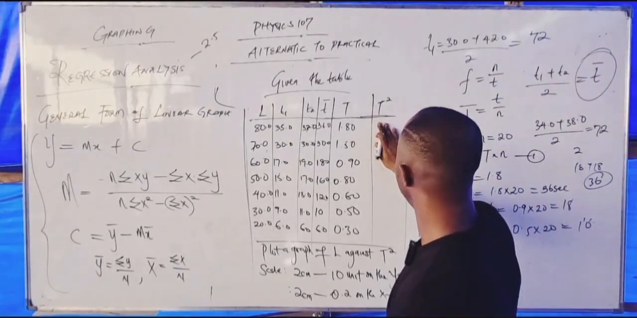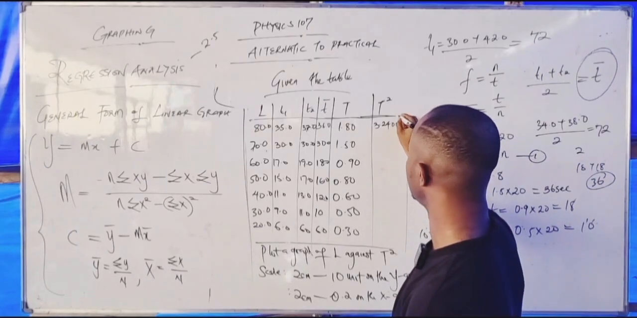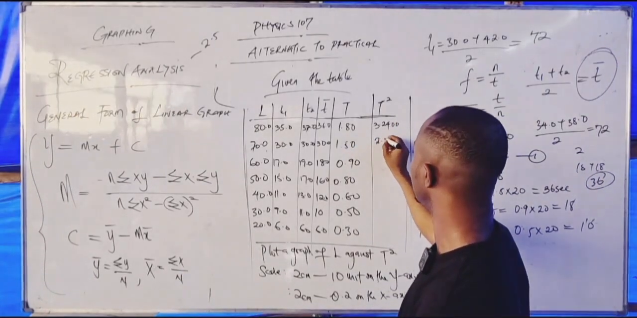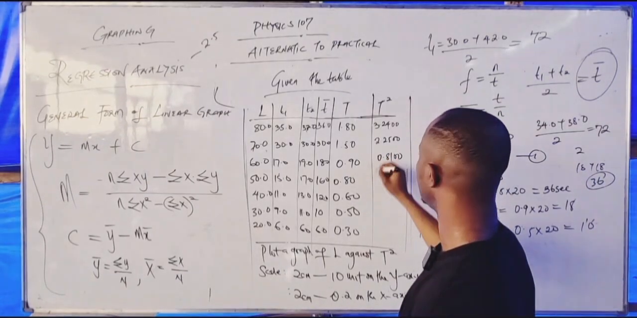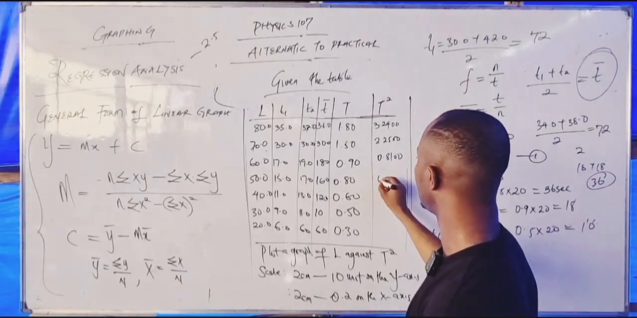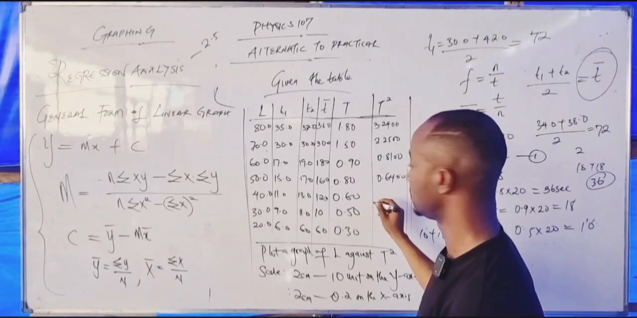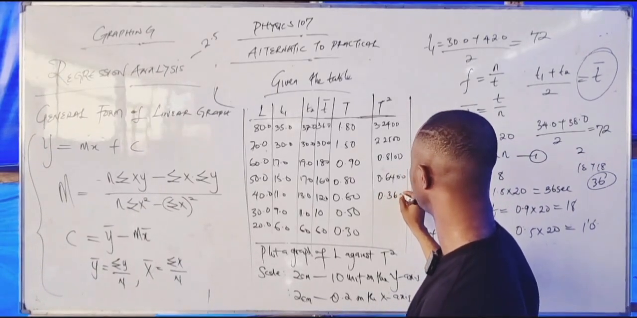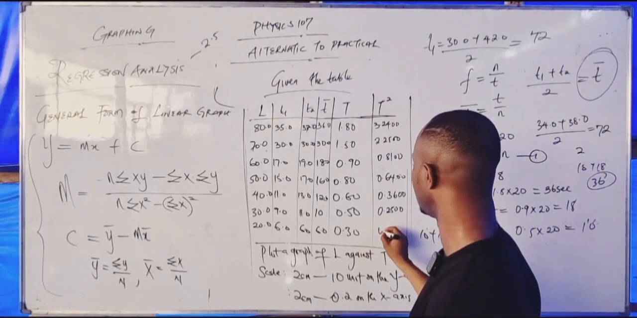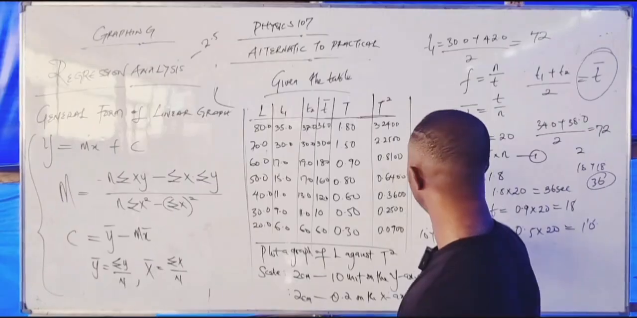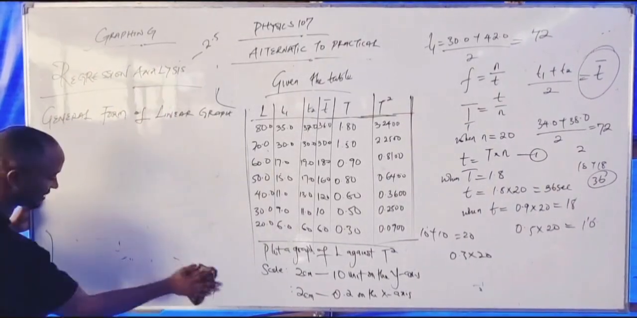3.240. If you are evaluating this, put your value in 4 decimal places. 3 point what? 3.2400, right? What about this? 2.2500. What about this? 0.8100. What about this? 0.64. What about this? 0.3600. What about this? 0.2500. What about this? 0.09. Wow.